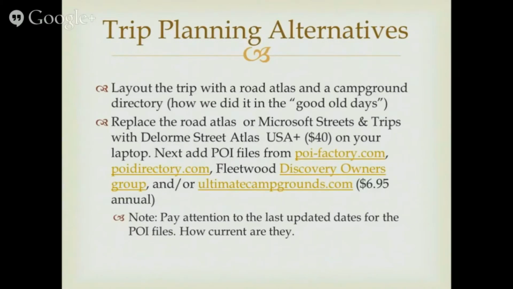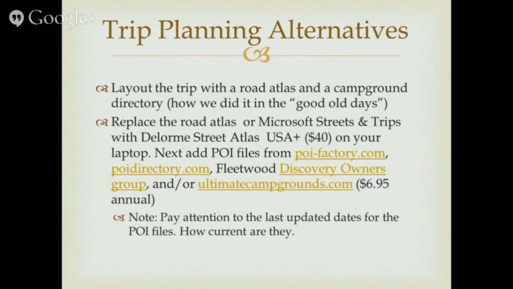It includes some campgrounds, it includes some stops, but in order to add to those stops, I'll use some of the same tools that I used with Streets and Trips, that is, point of interest files. I can download point of interest files from the POI Factory, from POI Directory, Fleetwood Discovery Owners Group to identify those POIs. The good news is they're available. The bad news is they're a little dated.